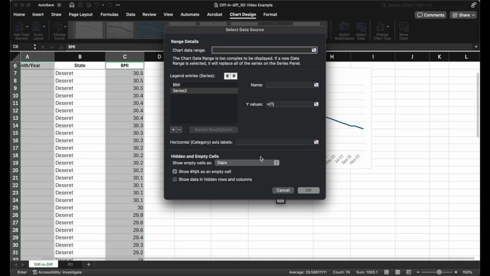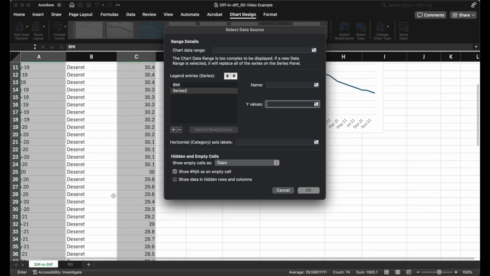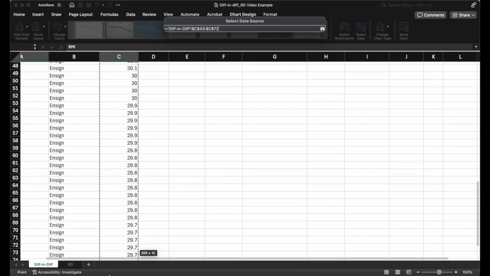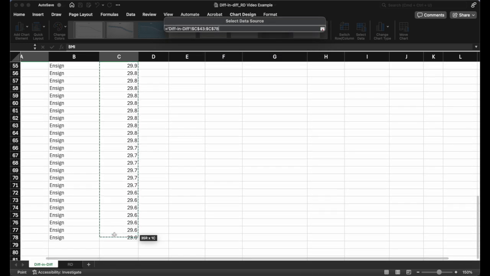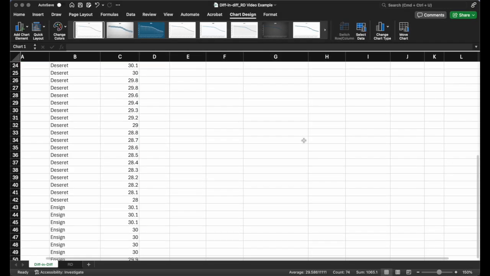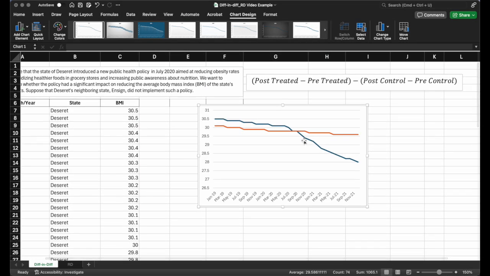That means essentially we're just going to add a new line onto the graph. And for the Y values here, I'm going to come down and select Ensign's BMI. Okay. So when I click OK here, now I've got both of these on the same graph. Now, the policy was implemented in July of 2020. So right here on the graph is where the policy was implemented.